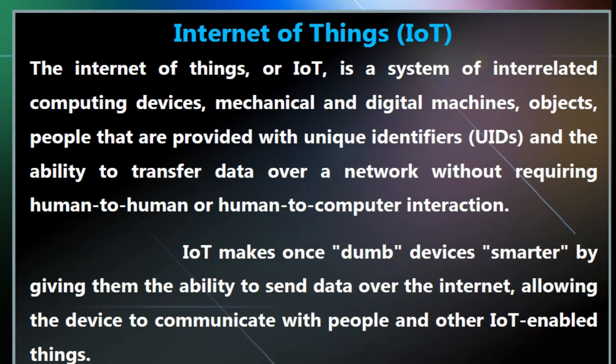Now, Internet of Things (IoT). The Internet of Things or IoT is a system of interrelated computing devices, mechanical and digital machines, objects, and people that are provided with unique identifiers (UIDs) and the ability to transfer data over a network without requiring human-to-human or human-to-computer interaction. IoT makes one's dumb devices smarter by giving them the ability to send data over the internet, allowing the devices to communicate with people and other IoT-enabled things.